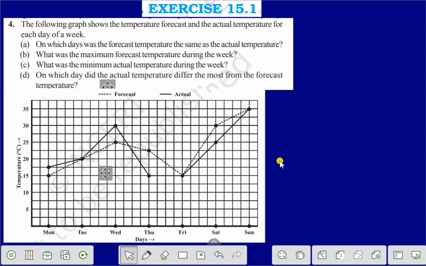Number B. What was the maximum forecast temperature during the week? What is the minimum actual temperature during the week? On which day did the actual temperature differ the most from the forecast temperature?